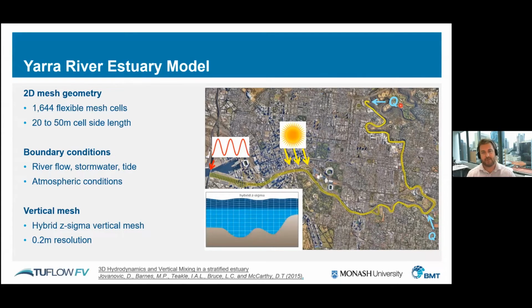And then in the vertical, we essentially are slicing up the model. You can think about it, I guess, like a lasagna, in that with these shallow water equation models, instead of having an unstructured mesh in the vertical, we can essentially chop them up into bits. So this is a 0.2 meter resolution grid.